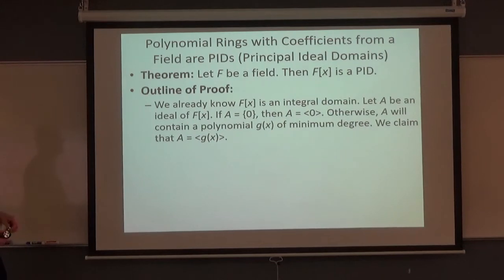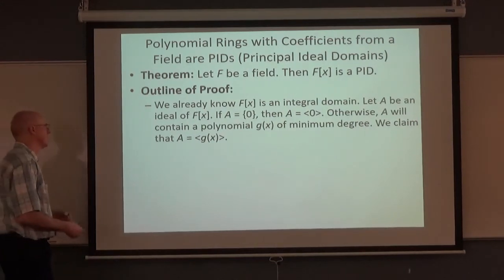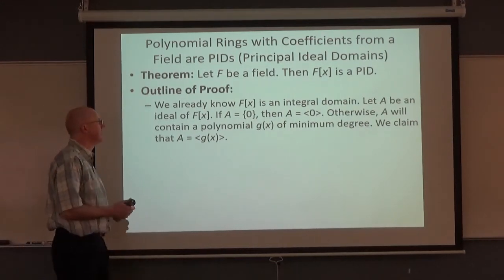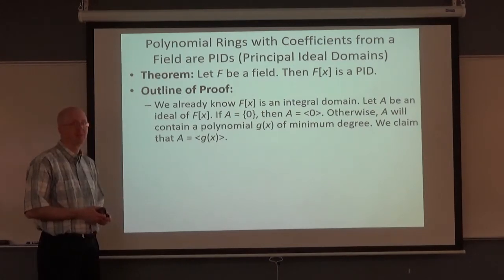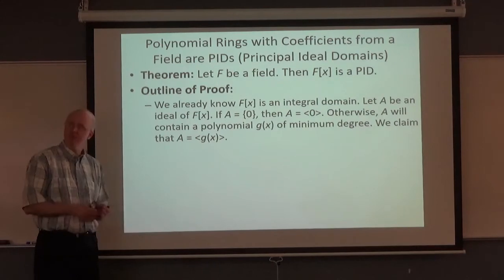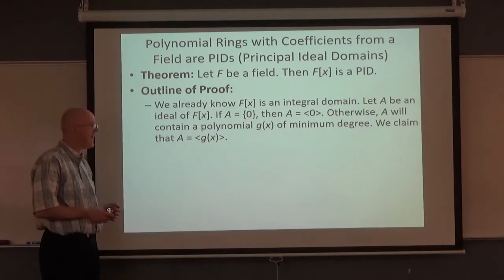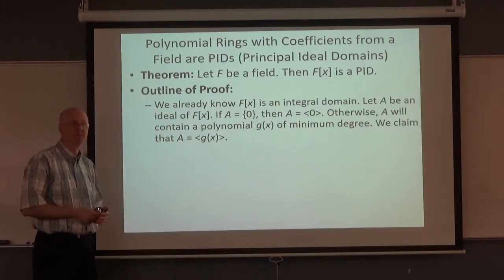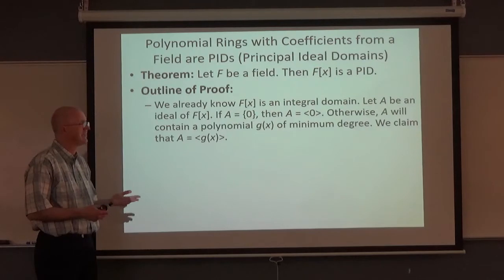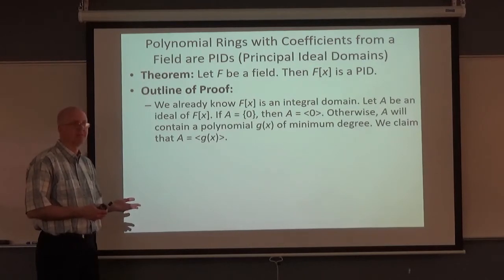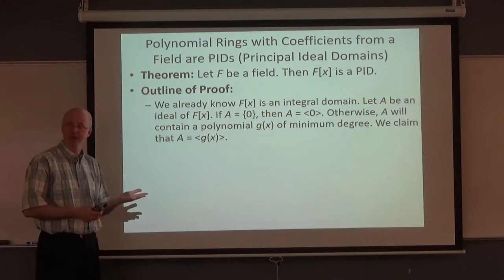Otherwise, if A is not just 0, if it's not trivial, there will be some polynomial in A that's got minimum degree. That minimum degree could be 0. A could contain constant polynomials. Remember again, 0 has an undefined degree, so even if it contains 0, it doesn't mean the minimum degree is 0. Maybe it contains no other constant polynomials but 0.